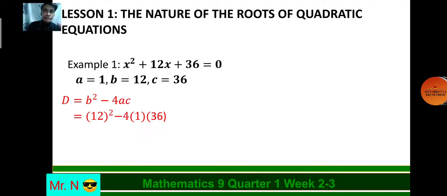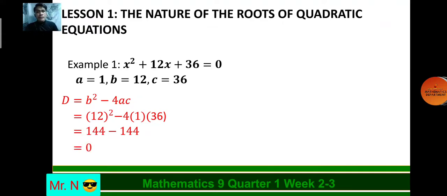Next, multiplication or division. So dito multiplication lang naman meron. So unahin natin yung multiplication. Negative 4 times 1 times 36. Negative 4 times 1, that is negative 4. And negative 4 times 36, that is negative 144. So we will have now 144 minus 144. Okay, i-minus natin yan, and that will be 0.